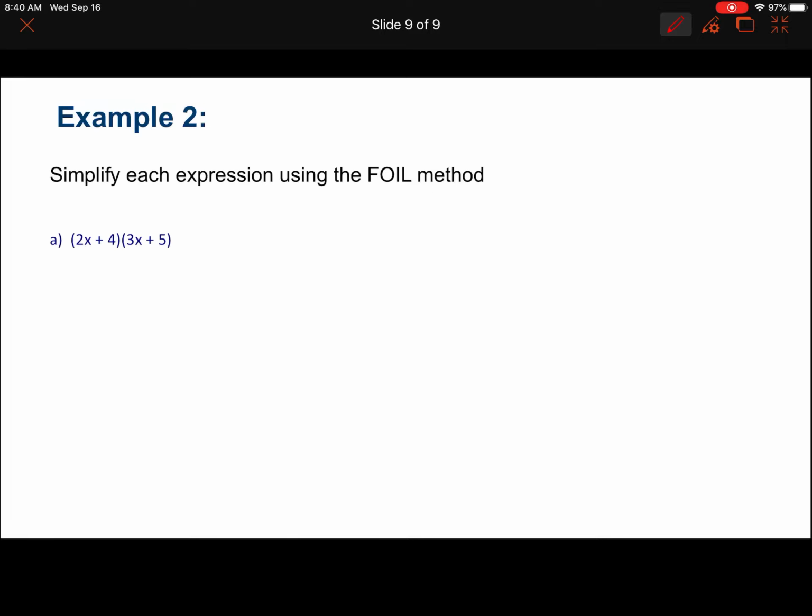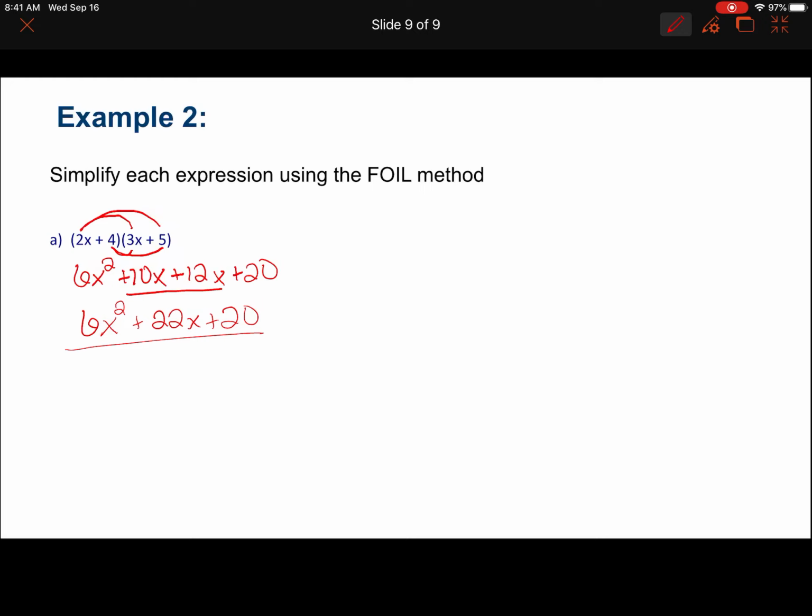We're just going to look at a few examples of multiplying out with FOIL. So if we do our first, 2x times 3x is 6x squared. And then outer, 2x times 5 is 10x. Inner, 4 times 3x is 12x. And last, 4 times 5 is 20. And then usually if you do it in FOIL, the way you're supposed to, in the order, the two middle terms will go together. So if I add those together, I have 6x squared plus 22x plus 20 for our final answer.